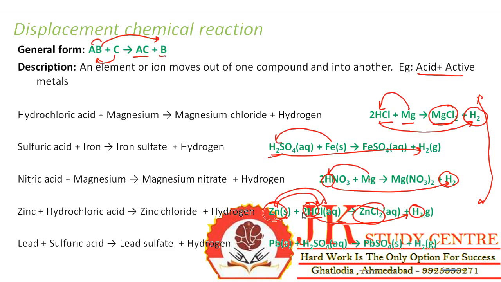We'll learn all the things in class 11, but for now you can understand that this is a kind of displacement chemical reaction where one element displaces another. Here also, lead plus sulfuric acid becomes lead sulfate plus hydrogen.